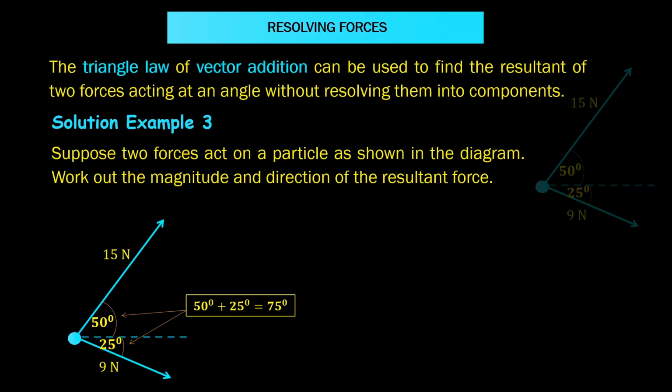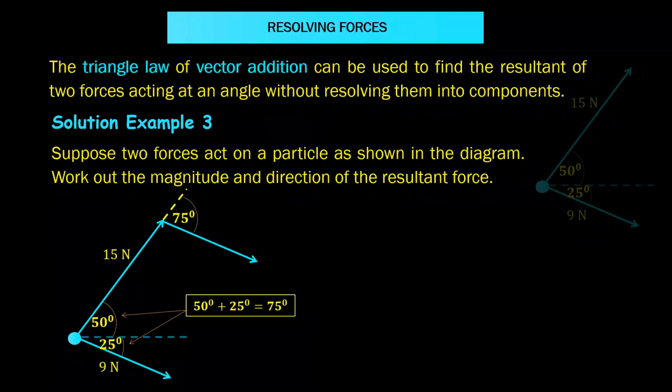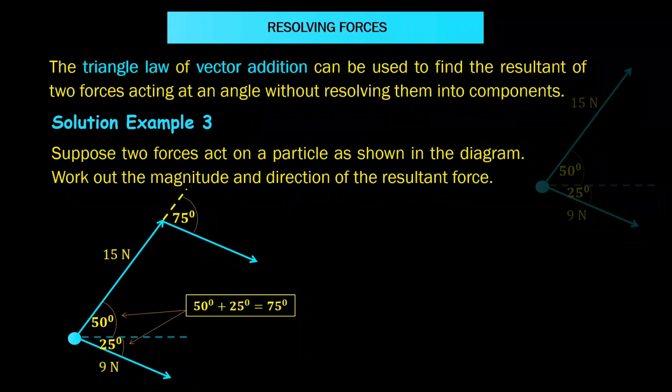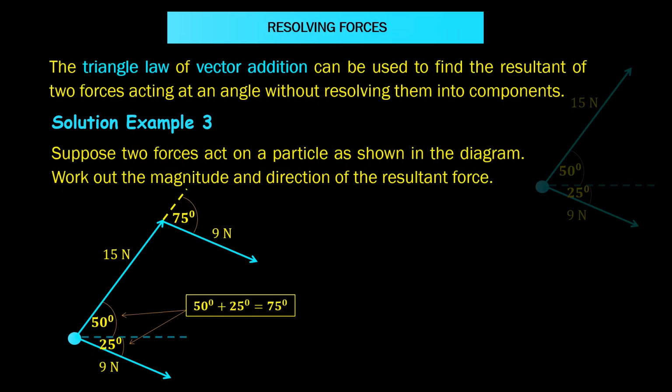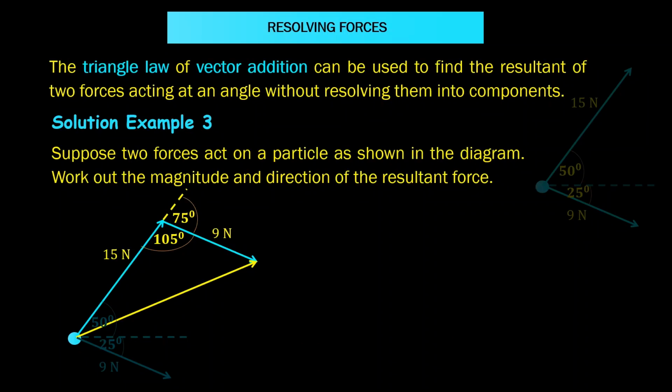Notice that 50 degrees plus 25 degrees, as shown, equals 75 degrees. Therefore, if we reconfigure this diagram into a triangle, we can do this as shown. We take the 9 Newton force up, like so, and then join the forces, as shown here, by this line. And this is the resultant force that we're required to find.